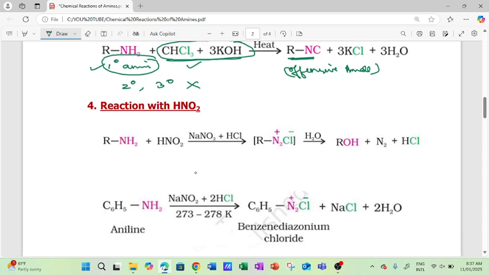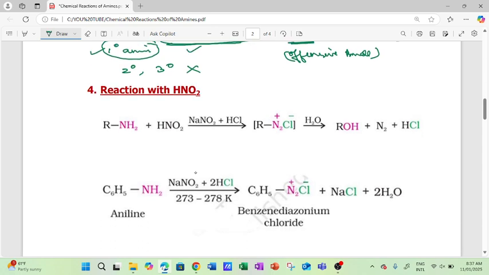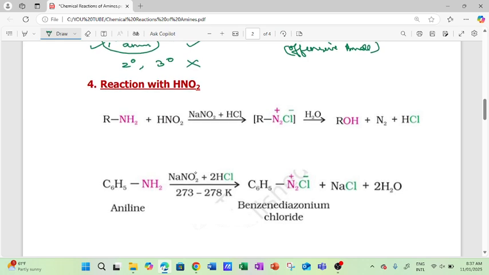Next is the reaction of amine with HNO2. HNO2 is generated from NaNO2 and HCl, a combination of sodium nitrite and HCl, and the reaction is also called diazotization. So when you take R-NH2, a primary amine, and do the diazotization reaction, this NH2 group is replaced by N2+ Cl-, which is a diazonium salt.